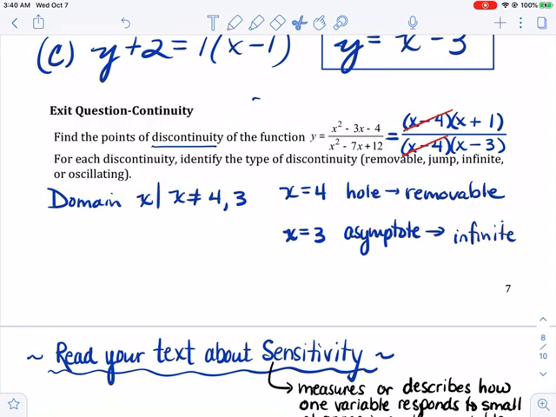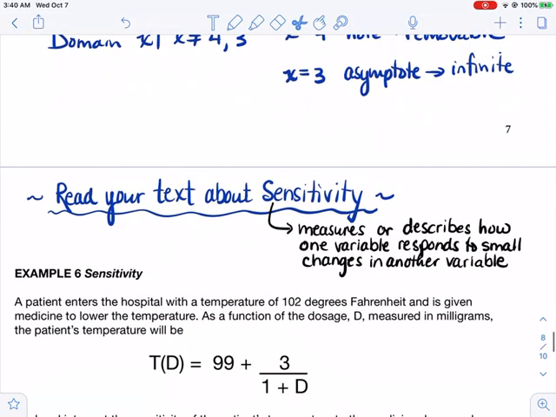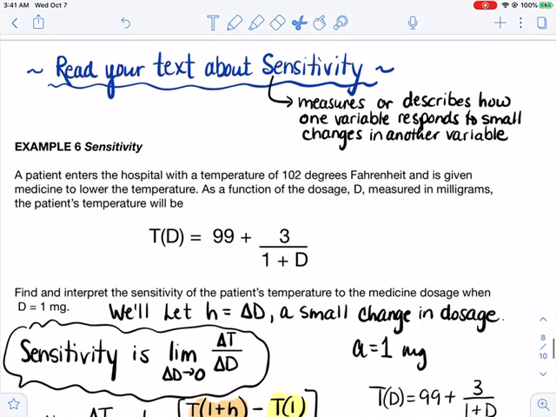And then that would be our infinite discontinuity. Okay, and that's it for that one. So we have one more problem here. Read your text about sensitivity. See if you can glean a little more from this if you have any trouble.